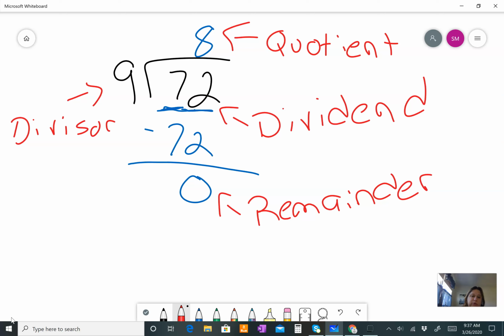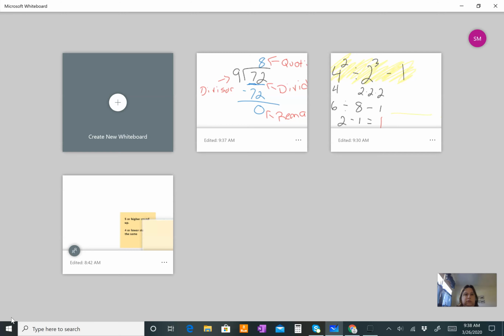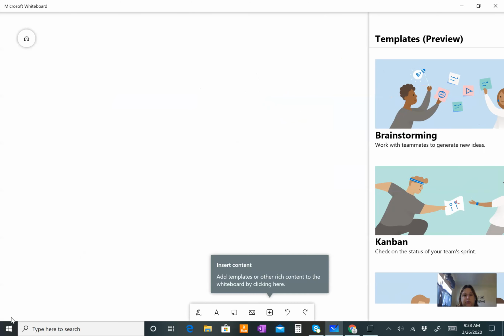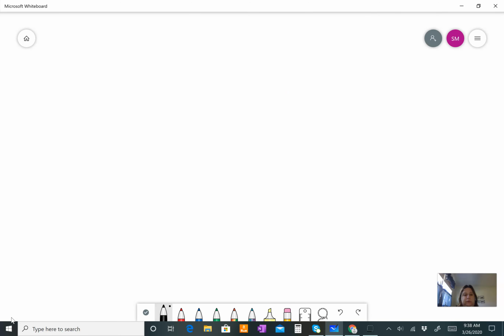Okay, we're going to do one more example before I turn to the worksheet here. Actually, instead of using the eraser, I'm going to open up another board. There we go. All right. So here's another example: 6 into 82, let's say. So here again, 6 divided into 82.